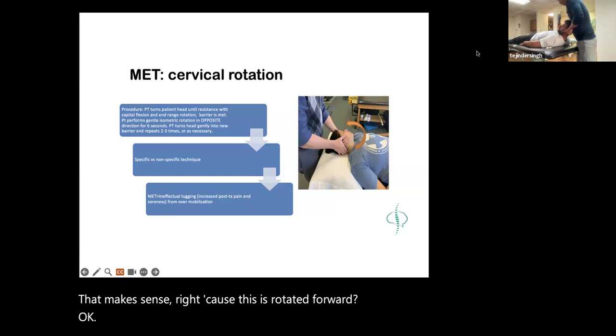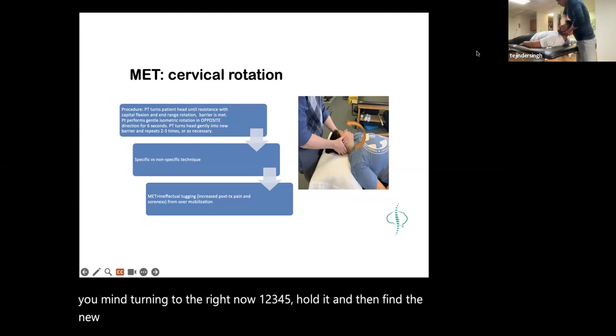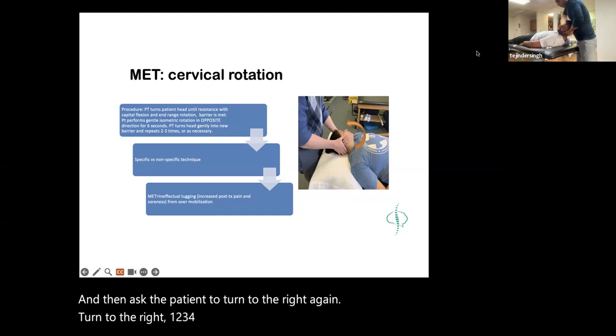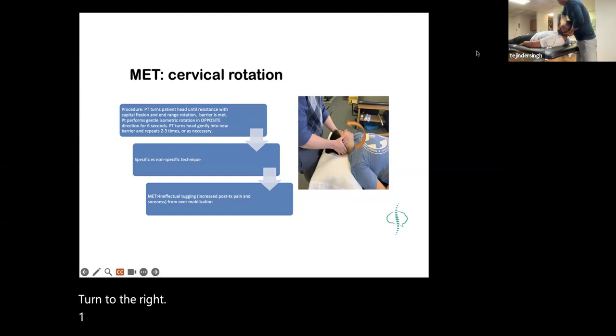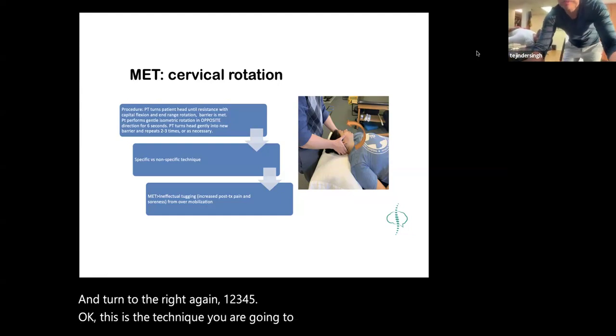I'm going to find the barrier, and I'm going to ask the patient to turn towards the right. Can you mind turning to the right now? 1, 2, 3, 4, 5. Hold it. Then find the new barrier. Relax. Then ask the patient to turn to the right again. 1, 2, 3, 4, 5. Turn more. 1, 2, 3, 4, 5. And turn to the left. Turn to the right again. 1, 2, 3, 4, 5. This is a technique you're going to use to correct rotation.